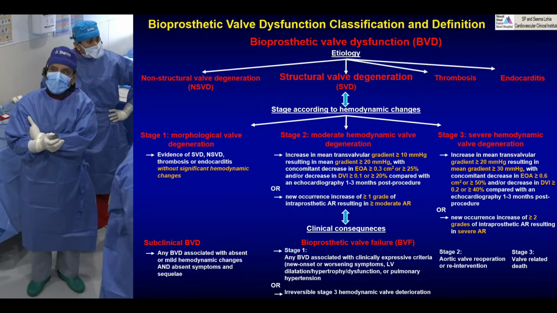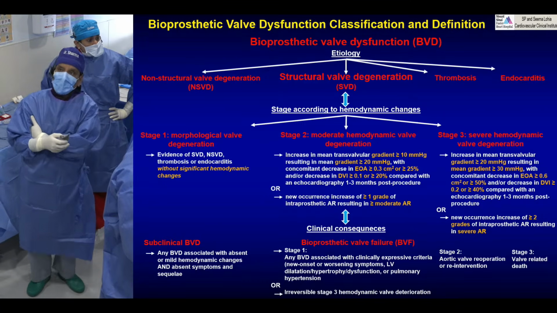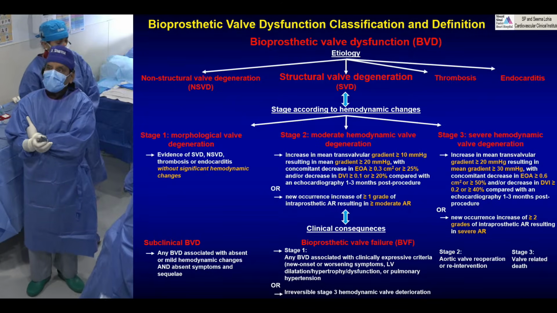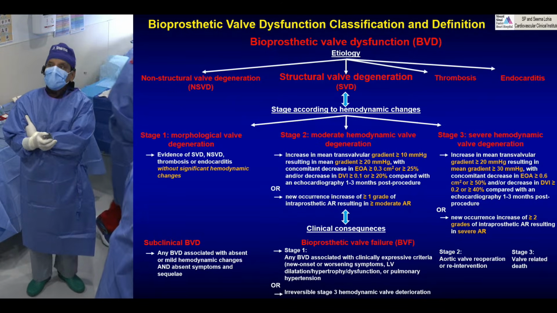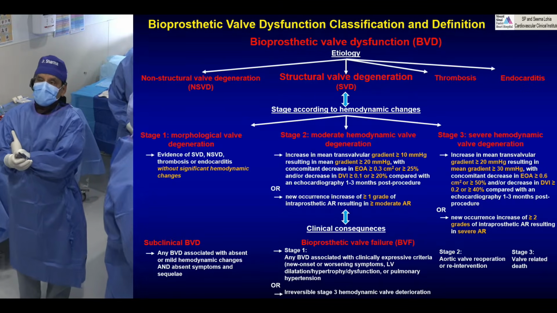Second is stage 2, when the gradient is more than 10, or total gradient more than 20, or 1 plus regurgitation. Or stage 3, which is a severe hemodynamic valve degeneration, where the gradient is more than 20, total gradient more than 30, and 2 plus regurgitation.